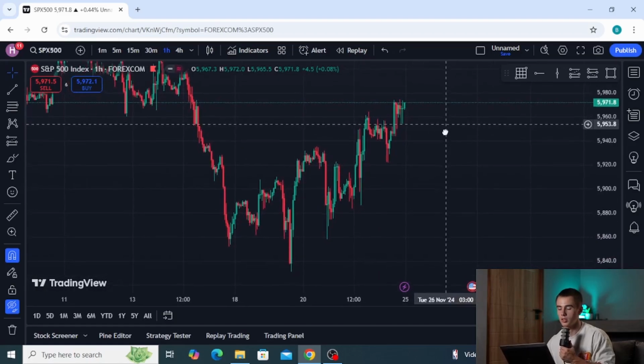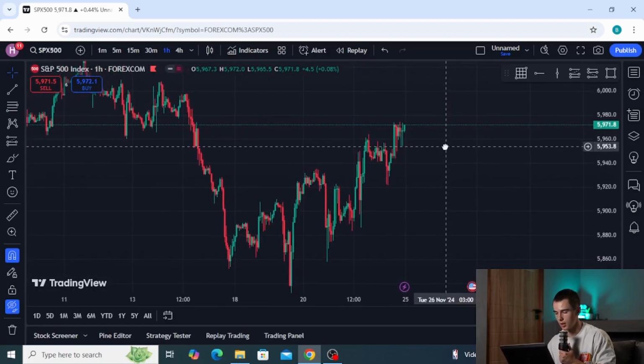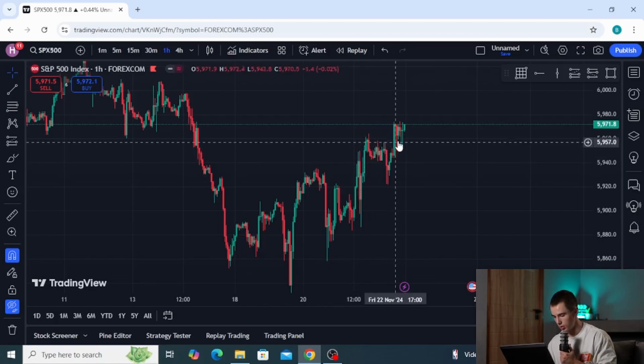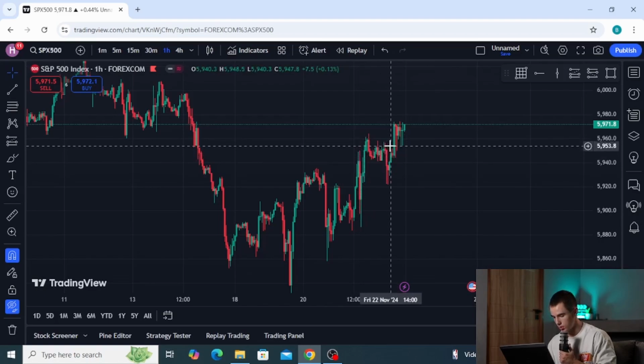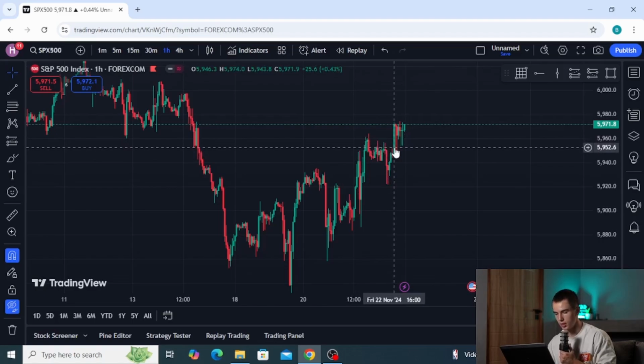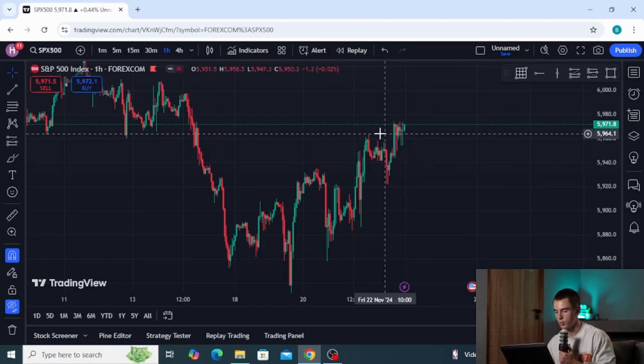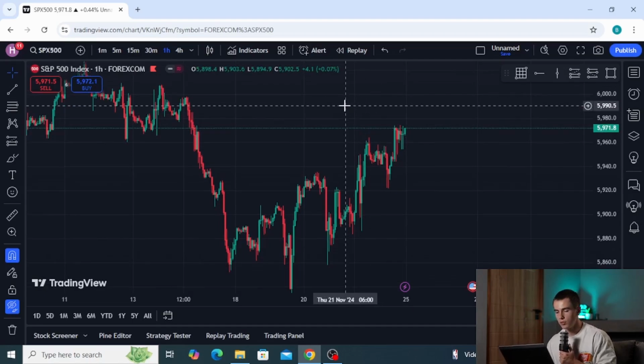I'm recording this on the weekend, so the market is closed, and my trade was taken round about here. These last few candles weren't there when I took my trade on Friday. Now it's Saturday.